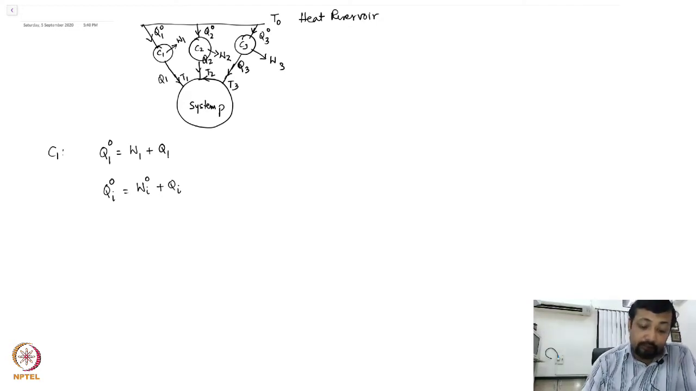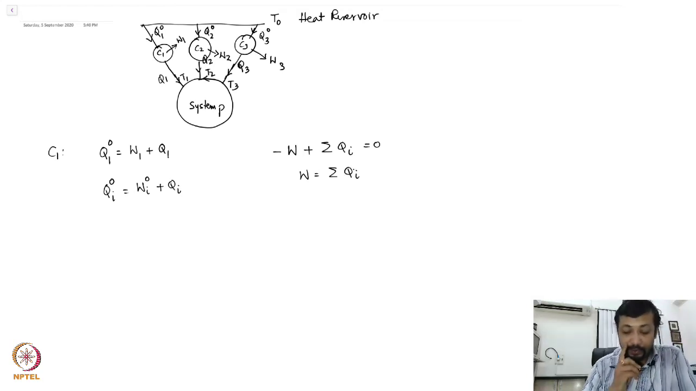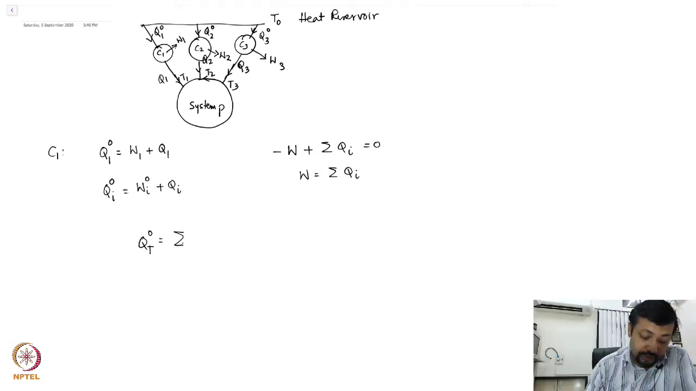If I want to write down the energy conservation for the system, then the work done by the system in the whole cycle plus the sum of Qi must be 0, and therefore W is the sum over Qi. What is the total amount of heat taken from the reservoir? The total amount of heat taken from the reservoir is the sum over Qi0.